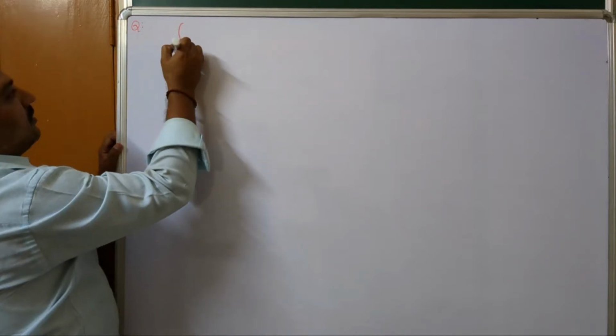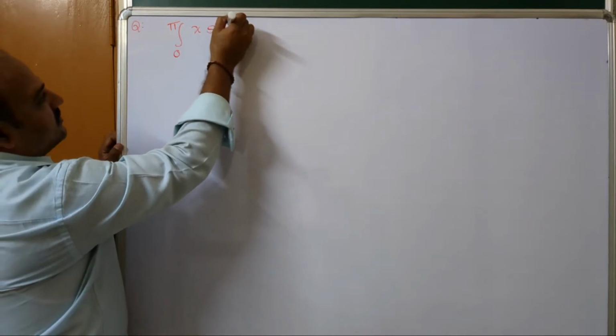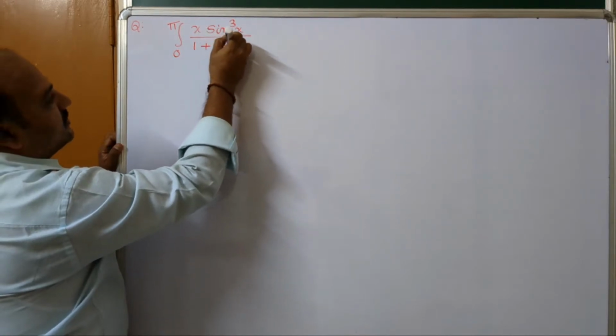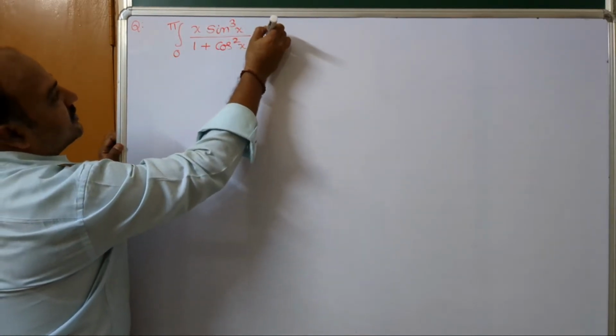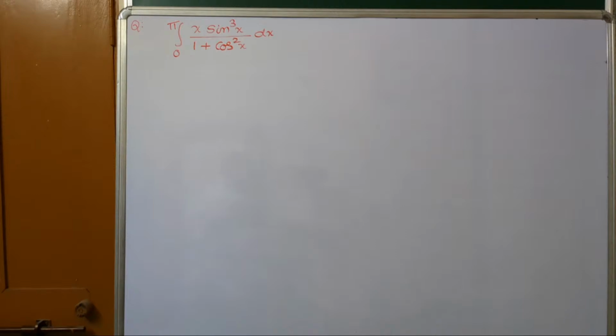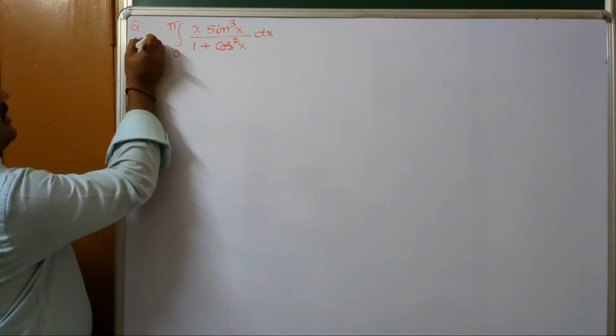Integral 0 to pi x sin cube x by 1 plus cos square x into dx. Number of times they asked this question in the public exam. X sin cube x by 1 plus cos square x into dx. So first, let us consider the given integral as I.